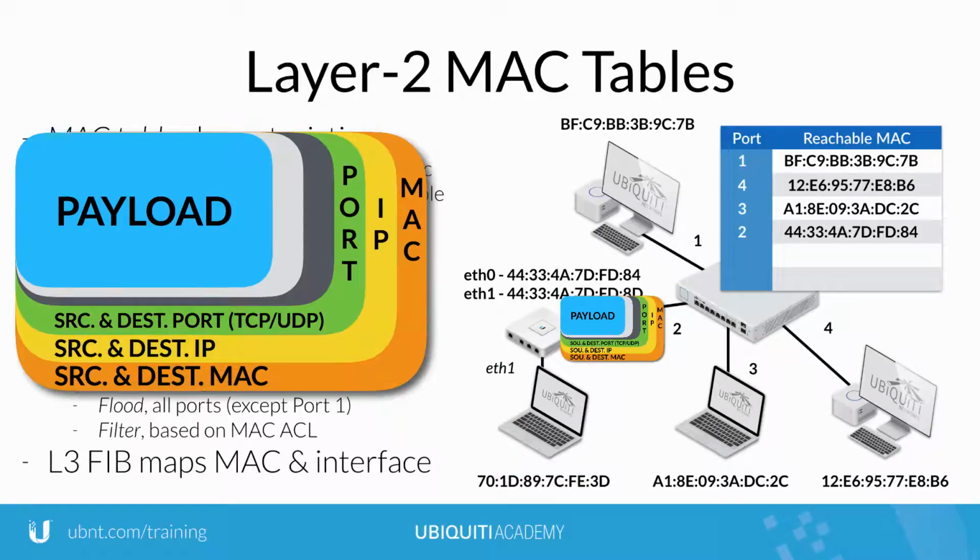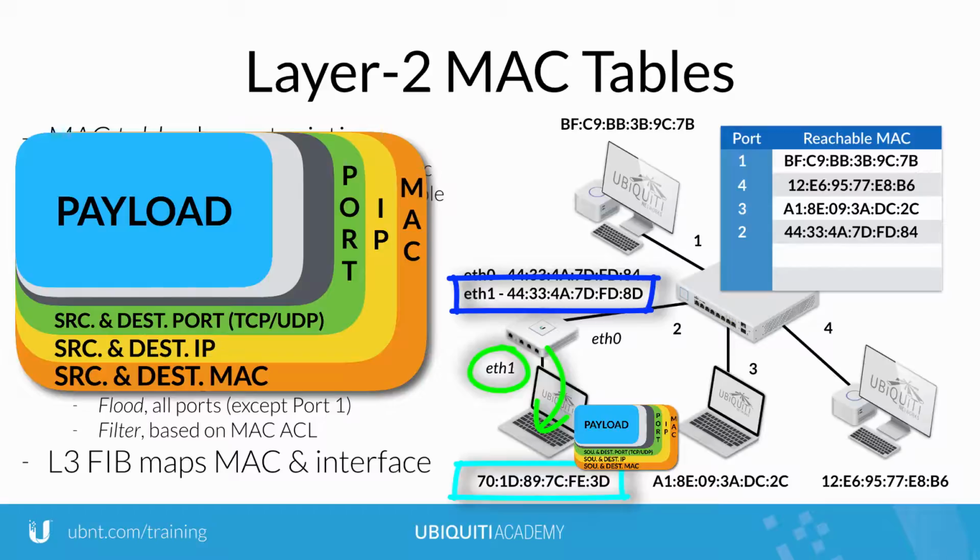At Layer 2, the gateway then determines, according to MAC entries in its FIB, the local interface on which it should forward the rebuilt frame in order to reach the intended recipient.